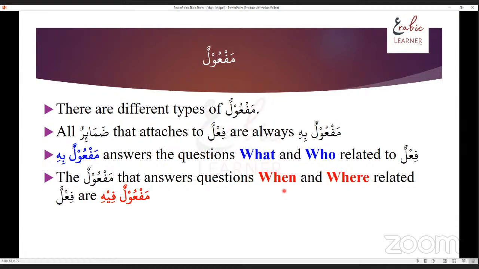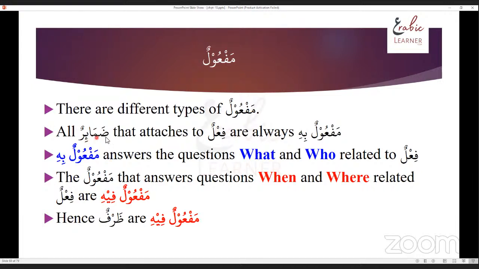Now you have learned something which gives answers to when and where. What is that? You know that already. When means I'm asking, when did you go? When? Zarf, yes. Very well. Intelligent answer, Sister Sophia. When indicates time, where indicates place. Now these are maf'ul fihi. Hence, zarf are maf'ul fihi.